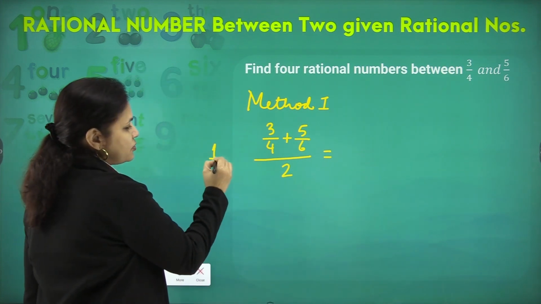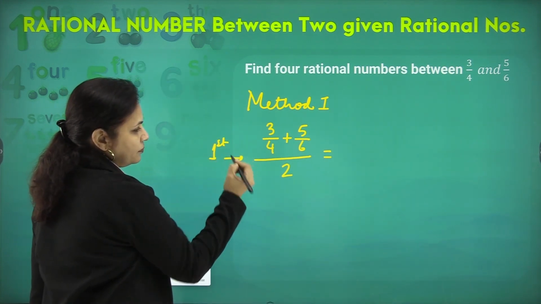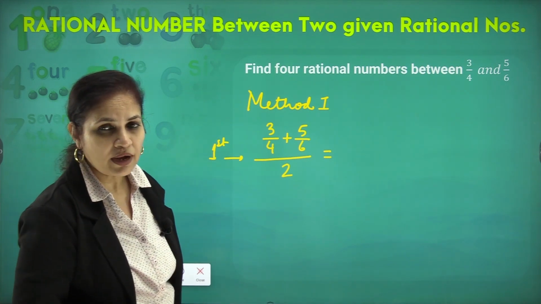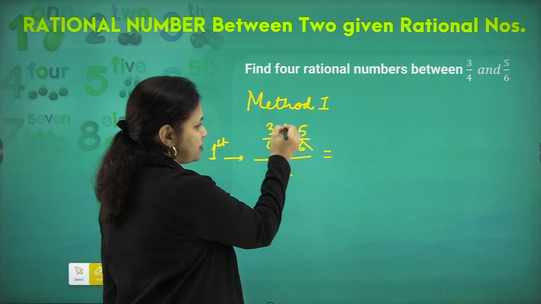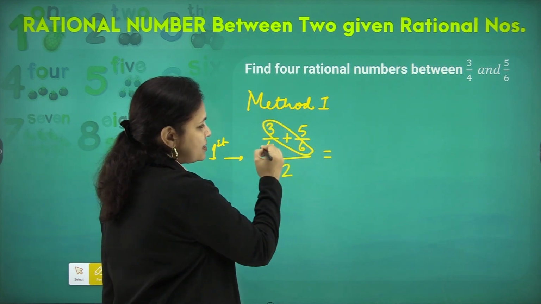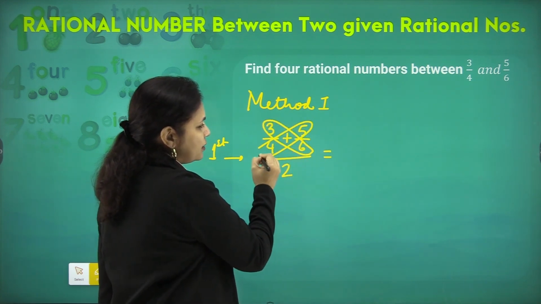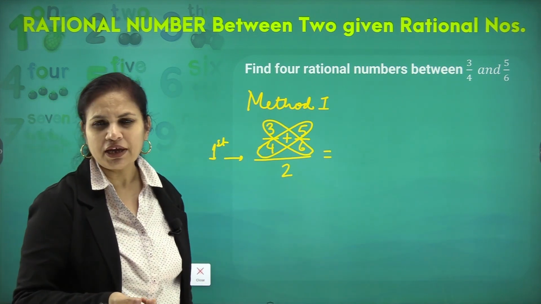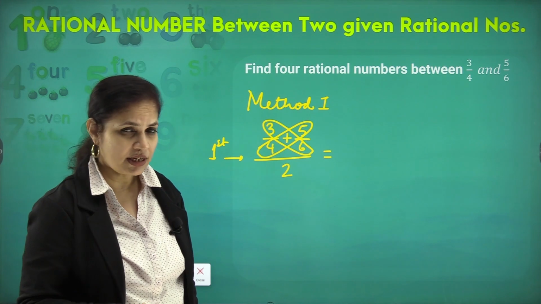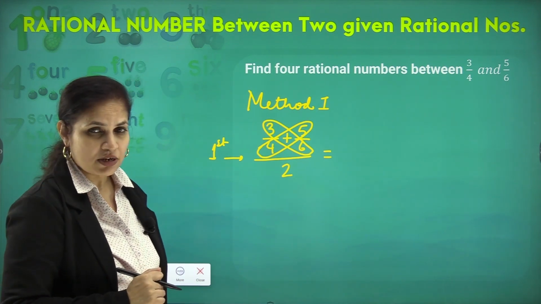So, to get the first rational number, I'll add the 2 and divide it by 2. So, adding it by the butterfly method, what is the butterfly method? The butterfly method is cross multiplying the numerator and denominator. This is a simpler way of adding the two fractions even without finding the LCM.